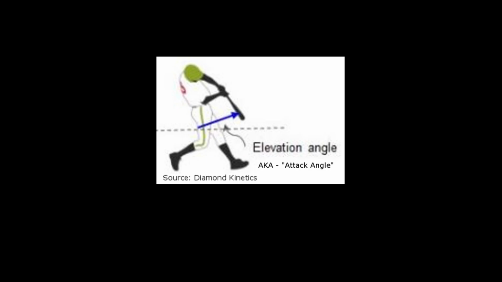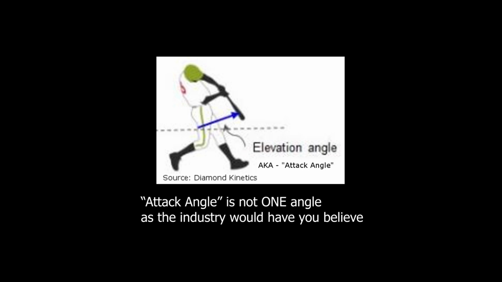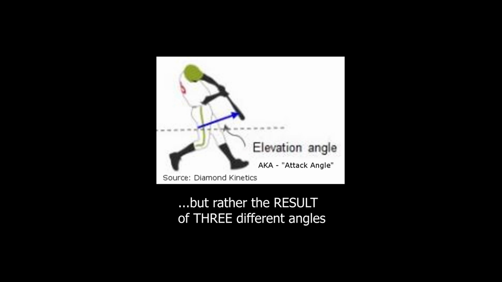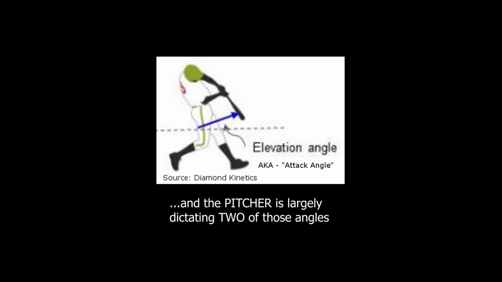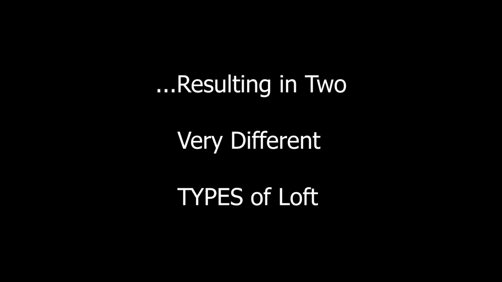So this is how the industry is currently viewing attack angle or elevation angle. But in reality, it's not one angle. It's actually the combination of three different angles, which we'll take a look at in a minute. And actually the pitcher is controlling two of these angles. So we're going to go through some illustrations, and what we'll see is that there's actually loft on all three angles, resulting in two very different types of loft.